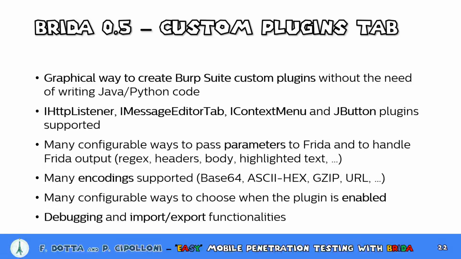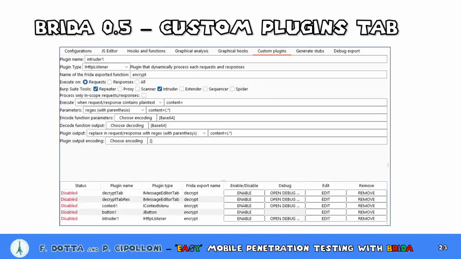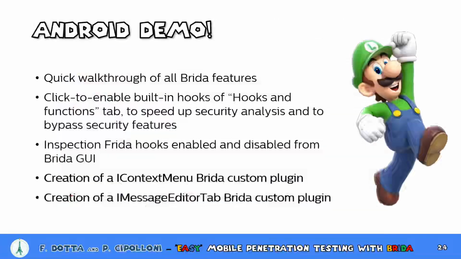We have many different configurable ways to pass parameters to Frida and to collect back the output. We support many different encodings, and we have debugging and import-export functionalities. This is an example of this custom plugin tab. In the upper part, we can configure our plugin, and in the lower part, we have all our plugins, and we can enable, disable, edit and remove them, and we have a detachable debugging window that is very useful to understand if our plugin is working correctly.